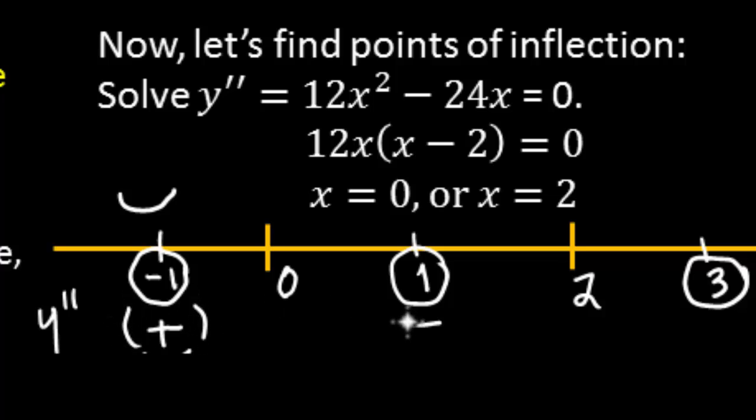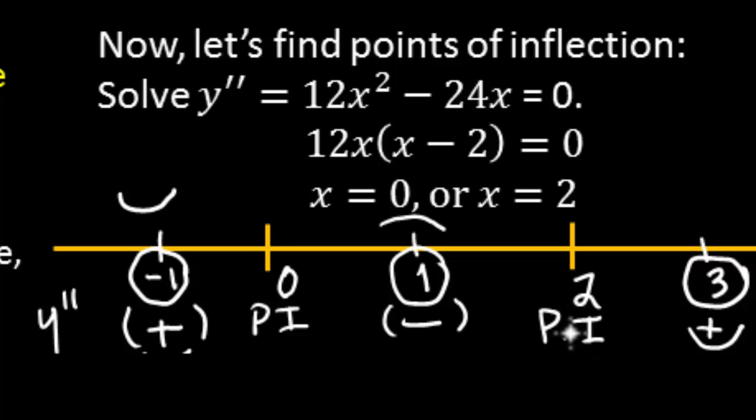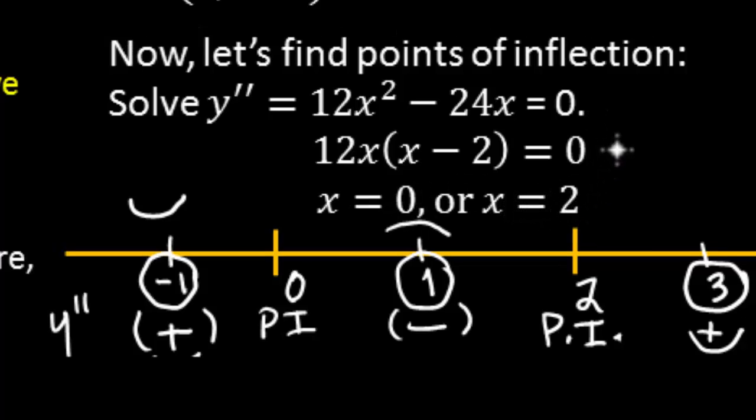So here you're positive, here you're negative, which tells us that x equal to 0 is a point of inflection because it changed concavity from concave up to concave down. And we know already that at 3, y double prime is positive, so you have a concave up occurring to the right of 2. So also x equal to 2 is a point of inflection because it changed from negative to positive. So we have 2 points of inflection at x equal to 0 and at x equal to 2.